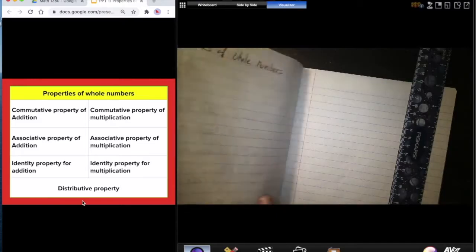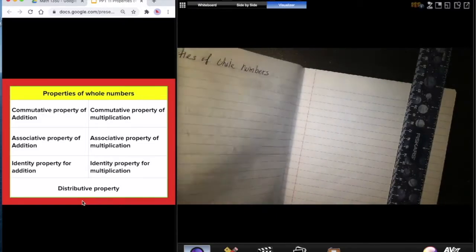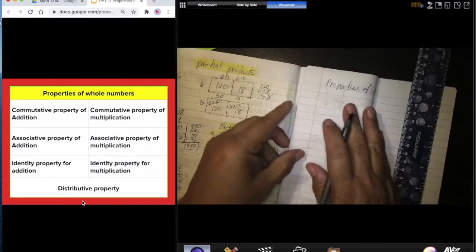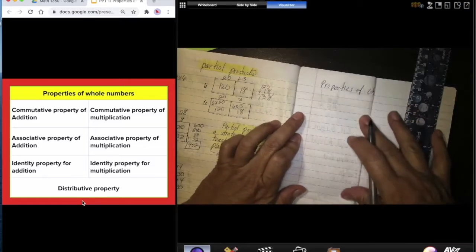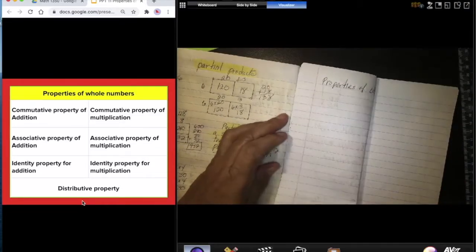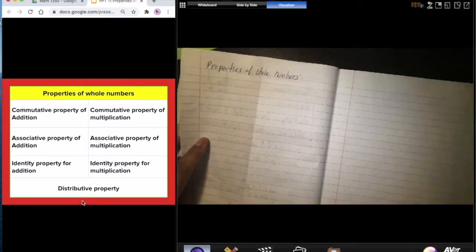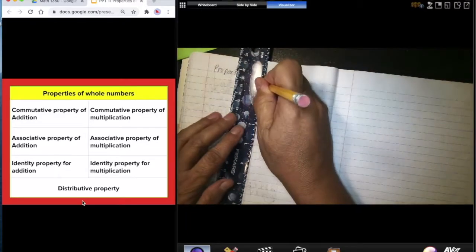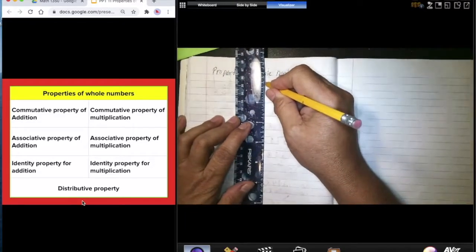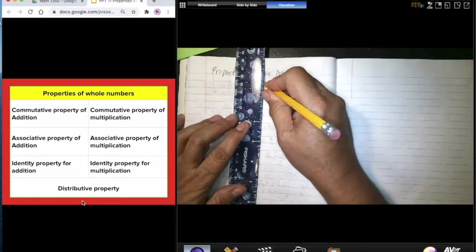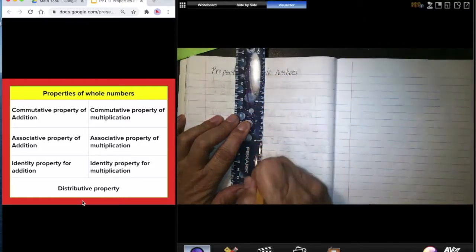Now we could fold the page in half in order to get an idea of where the center is, or you could use your ruler. I'm going to draw it in pencil in case I mess up. Now, if you notice the one on the bottom, the distributive property goes straight across, so I'm going to draw a line almost to the bottom.